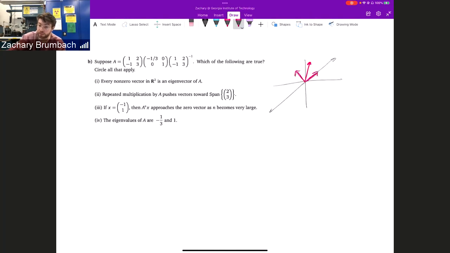But that doesn't mean it's an eigenvector, just because we can break it down into an eigenvector, okay? So that one is false.